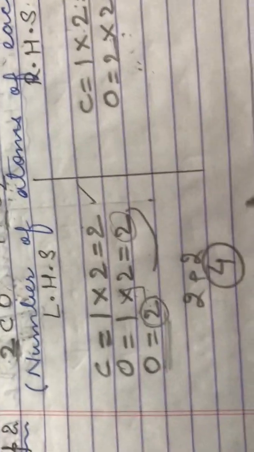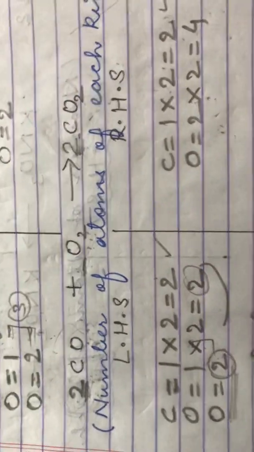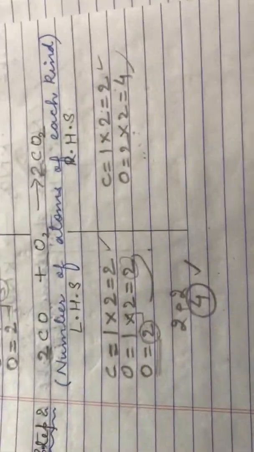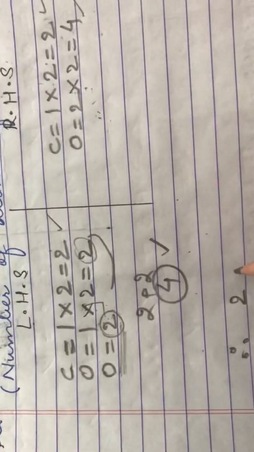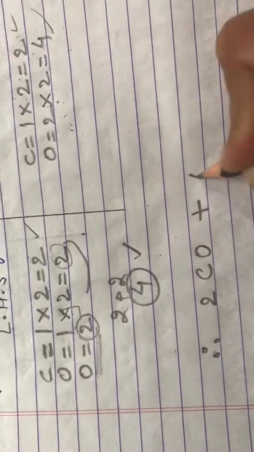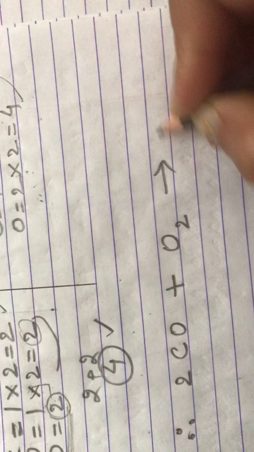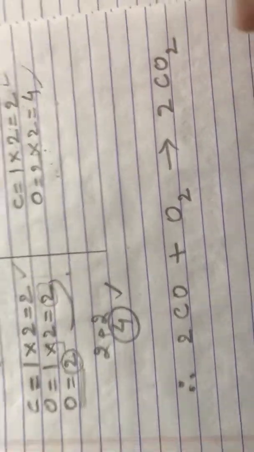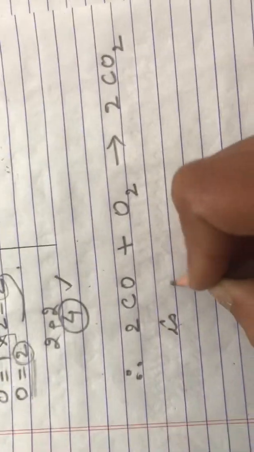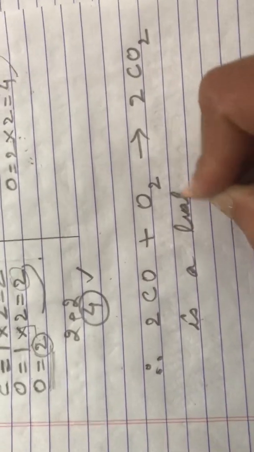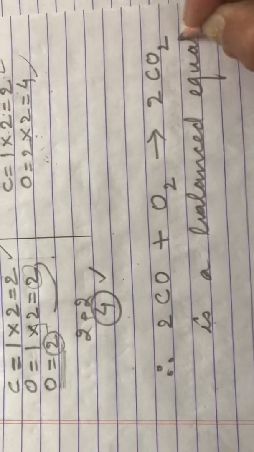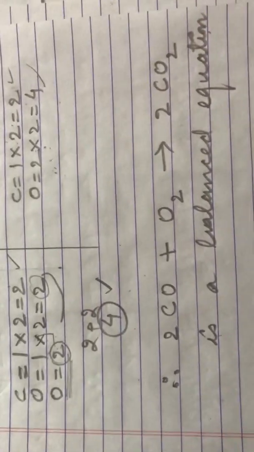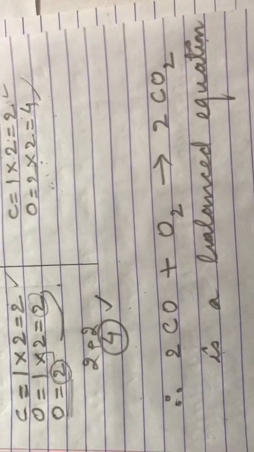Therefore we have 4 oxygen atoms on the left hand side and 4 oxygen atoms on the right hand side. So 2 carbon monoxide plus O2 giving 2 CO2 is a balanced equation. This is how we balance any equation of a similar kind. Any equation wherein any particular atom is repeated and is there in each and every molecule on the left hand side as well as the right hand side.